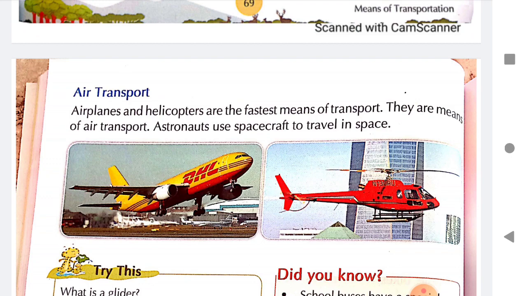Now, what is air transport? The mobility of men and goods. Mobility means movement. The movement of people and goods by air is called air transport. It is the fastest means of transport because it takes the shortest possible time, and it is very useful for long distances and it saves time also. So air transport is the fastest means of movement from one place to another.